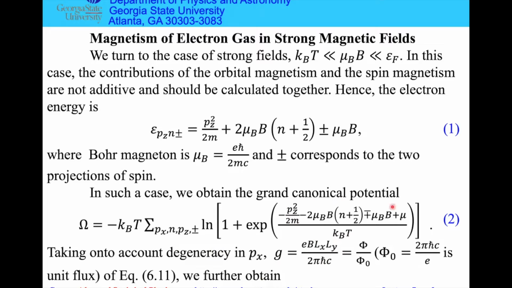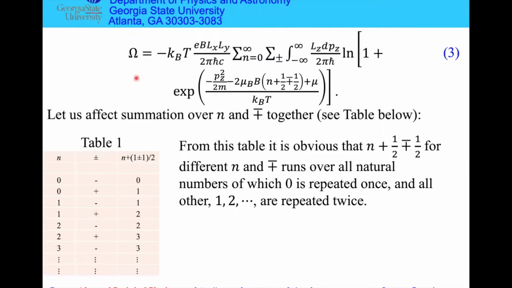This is the total energy of the electron, with minus sign: translational motion, oscillatory motion, spin, and this is the chemical potential for this temperature. So I'm repeating the formula for the grand canonical or Landau potential. It's right here. Now let's affect the summation. You need to sum over n and plus minus together. As I explained, the effects of orbital motion and spin do not separate in the strong fields. So let us look at how the summation looks.